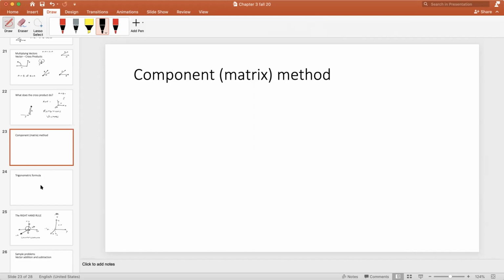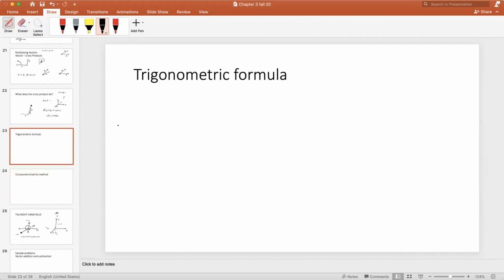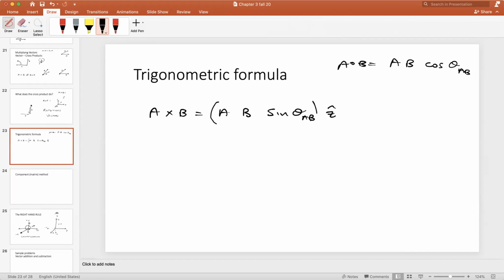So again, there are 2 ways to do it. I'm actually going to flip these because I want to do the trigonometric first. Remember that A dot B was A B cosine of the angle between A and B. Well, now A cross B is A B sine of the angle between A and B. And this will give you a vector in the Z hat direction, okay? If A and B are in the X and Y planes only, okay?